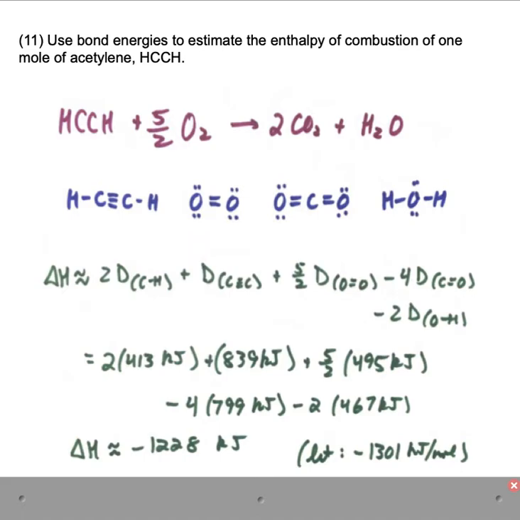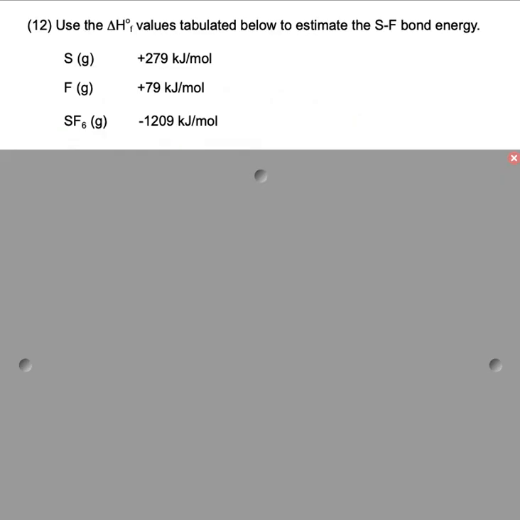One final problem is using enthalpies of formation of species to estimate a bond energy. Here I give you the standard enthalpies of formation of sulfur in the gas phase, fluorine in the gas phase, and sulfur hexafluoride in the gas phase. First off, you might ask yourself, aren't sulfur and fluorine elements? Why are their standard enthalpies of formation not equal to 0? Think about that for a minute.